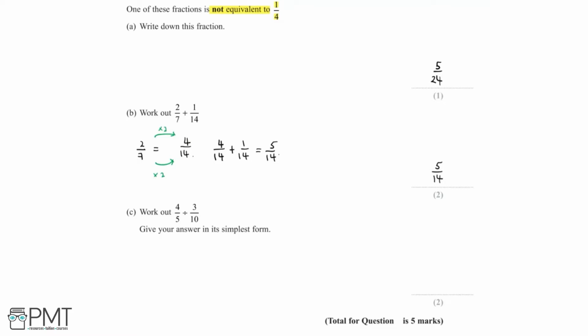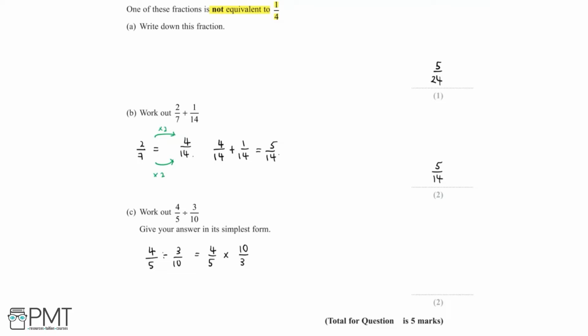And finally, in part C, we need to work out 4 over 5 divided by 3 over 10, giving our answer in its simplest form. Now when we divide by fractions, there's a trick that we can use, where we flip the second fraction and change the division sign into a multiplication sign, which we'll demonstrate below. 4 out of 5 divided by 3 over 10 is equal to 4 out of 5 multiplied by 10 over 3. And so like we mentioned earlier, we changed the division sign into a multiplication sign and flipped the second fraction. And so 3 out of 10 became 10 out of 3.